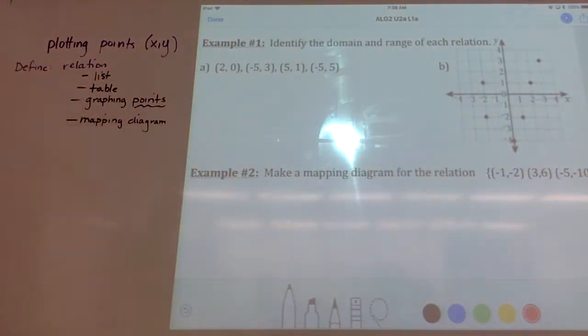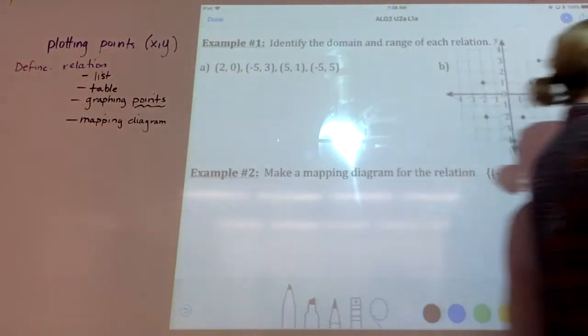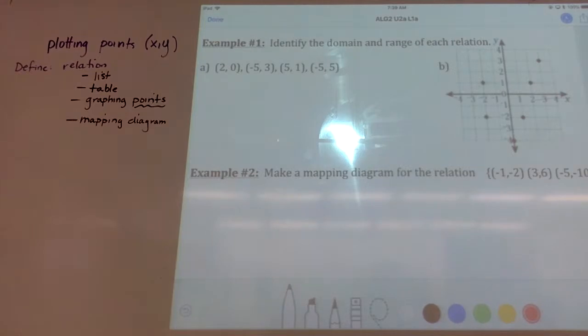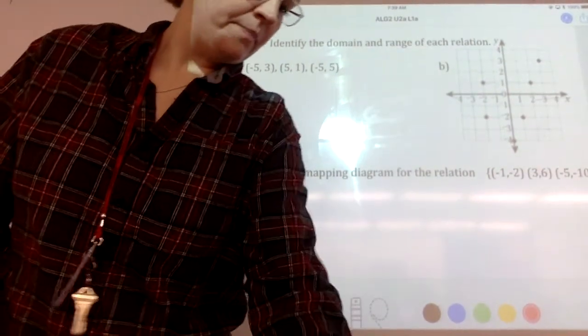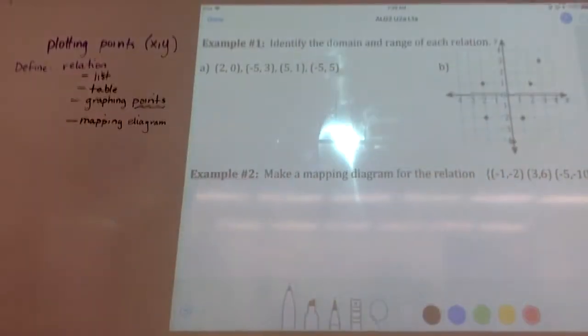All right, starting with A, up at the top, identify the domain and range of each relation. This is where, if you want to pull out color pencils, you are welcome to do that. Totally up to you. We're going to be consistent in what we're doing here. So I'm going to use red and I'm going to use blue.